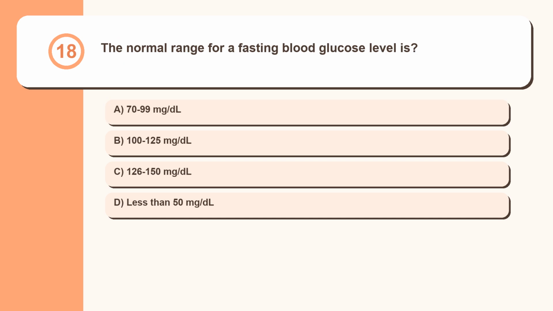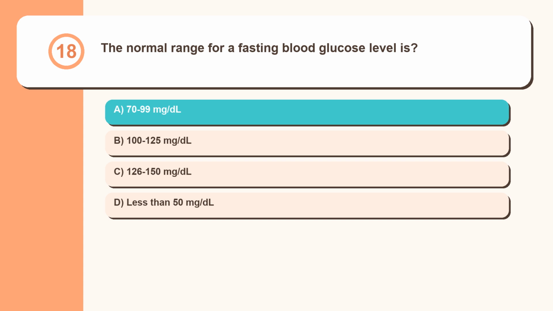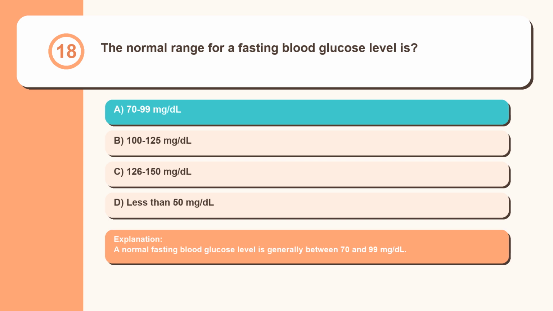Question 18. The normal range for a fasting blood glucose level is 70 to 99 mg/dl, 100 to 125 mg/dl, 126 to 150 mg/dl, less than 50 mg/dl. A normal fasting blood glucose level is generally between 70 and 99 mg/dl.